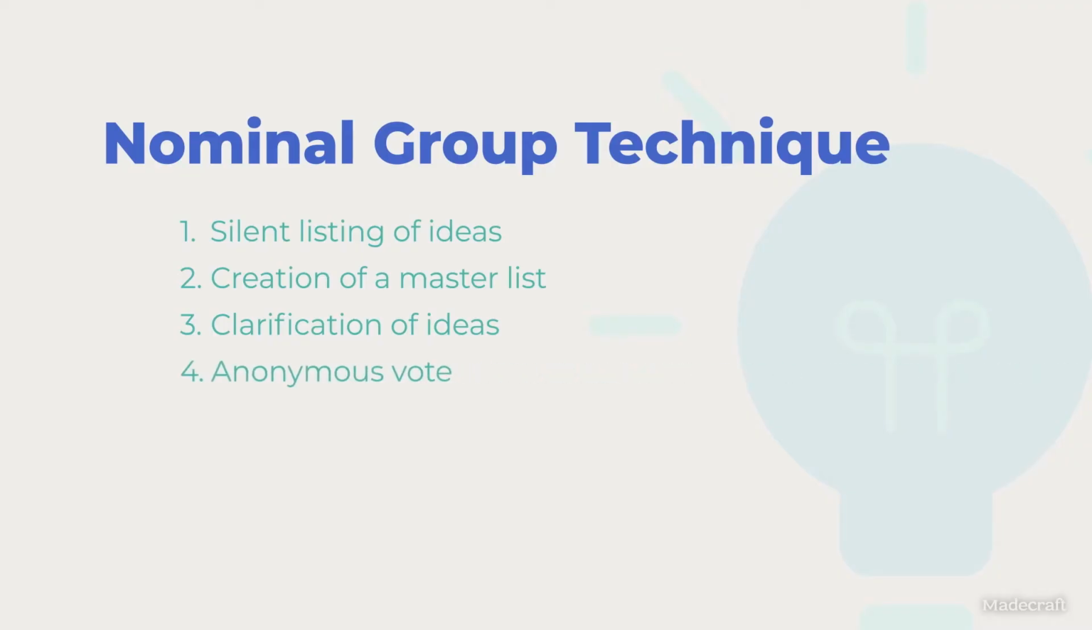Finally, 4. An anonymous vote on which idea is best. If you're lucky, at this stage, a clear winner will emerge. You may end up with several that come to the top or a true diversity of opinions. But at least from here, you're in a better position to have an informed discussion and move forward.